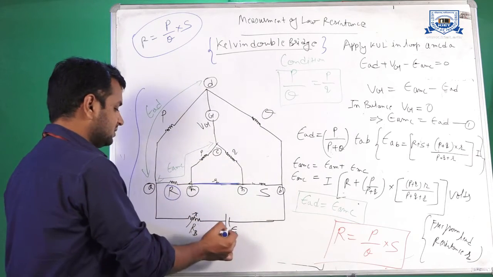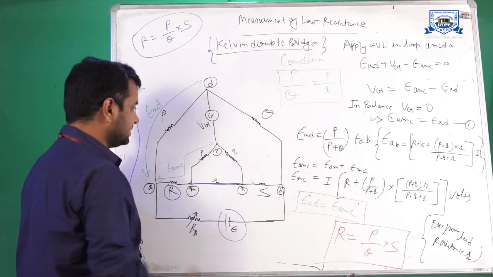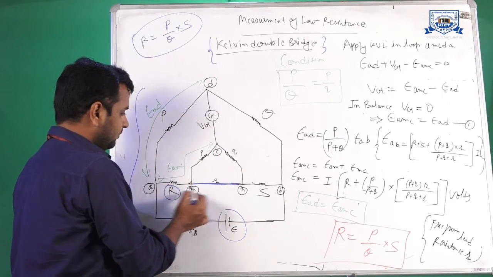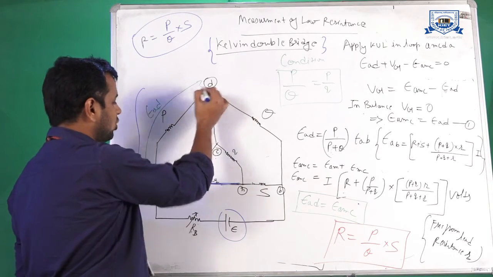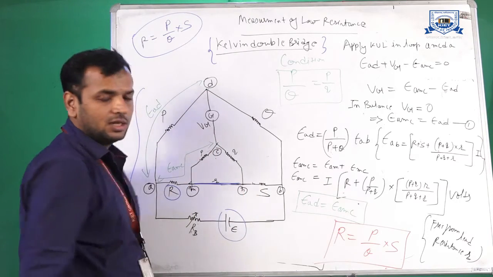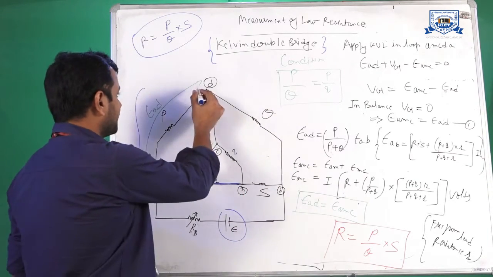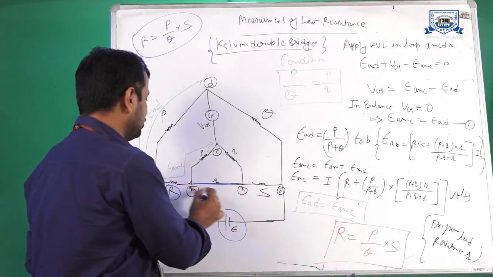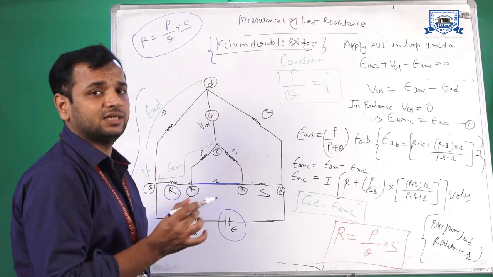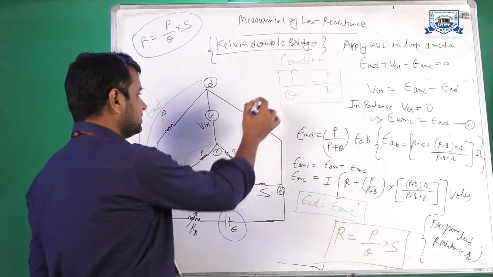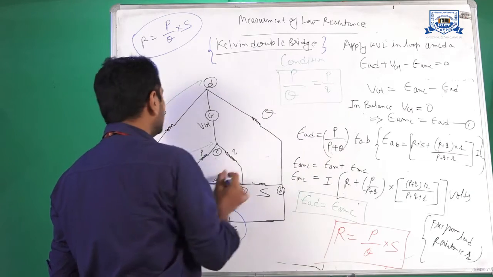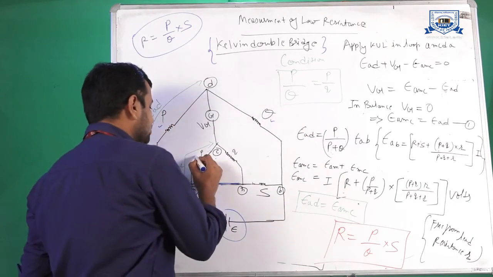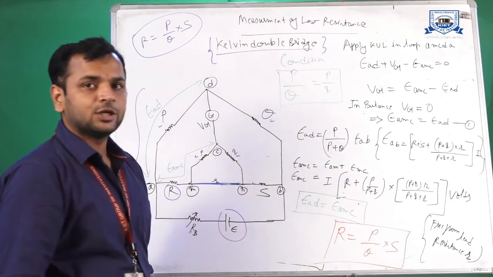Okay, the supply is the DC supply E, and here we have considered 5 points, that is small a, small b, small c, small d, small m and small n. Okay, so we need to consider one condition for ignoring the value of this lead resistance, as we have discussed in the last lecture. So what is that condition? That P by Q, that means capital P by capital Q, should be equal to small p by small q.